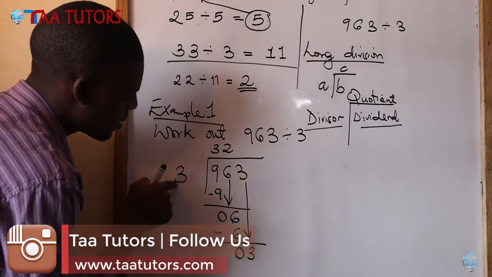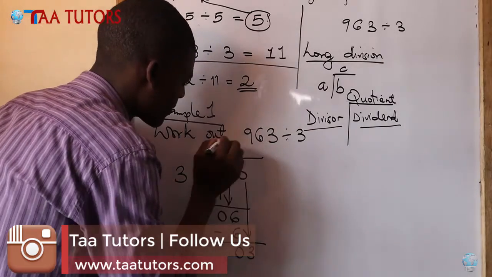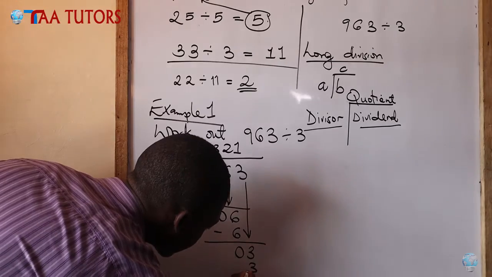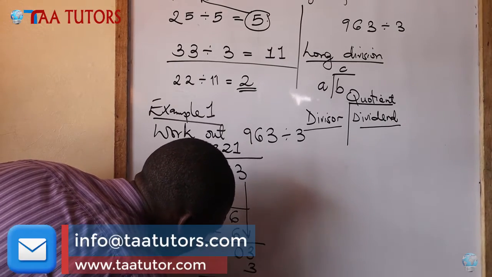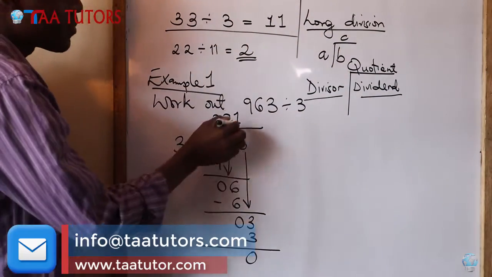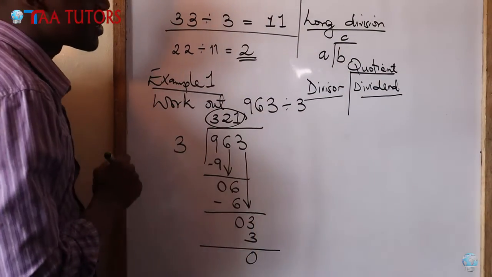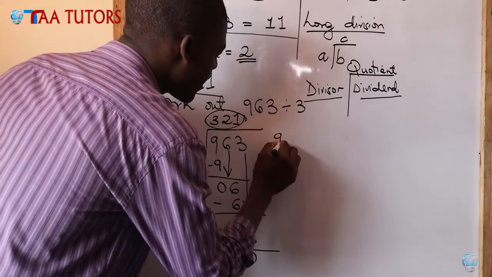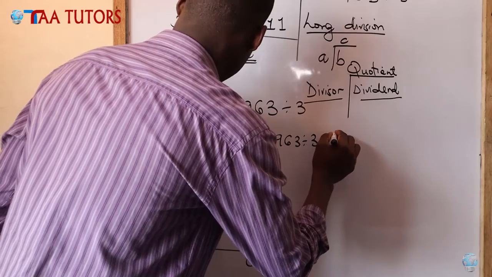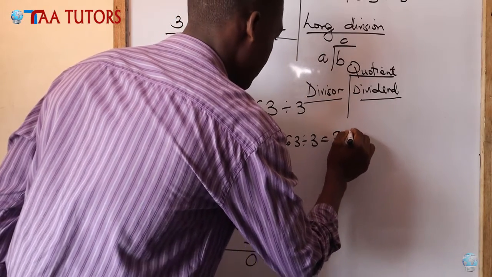How many times does 3 go into 3? We have 1. Now 1 times 3 is going to give us 3 here. It means our answer will be 0 down there. When now we have 0 down there, it means this one becomes the quotient of the answer. So 963 divided by 3, the answer is 321.